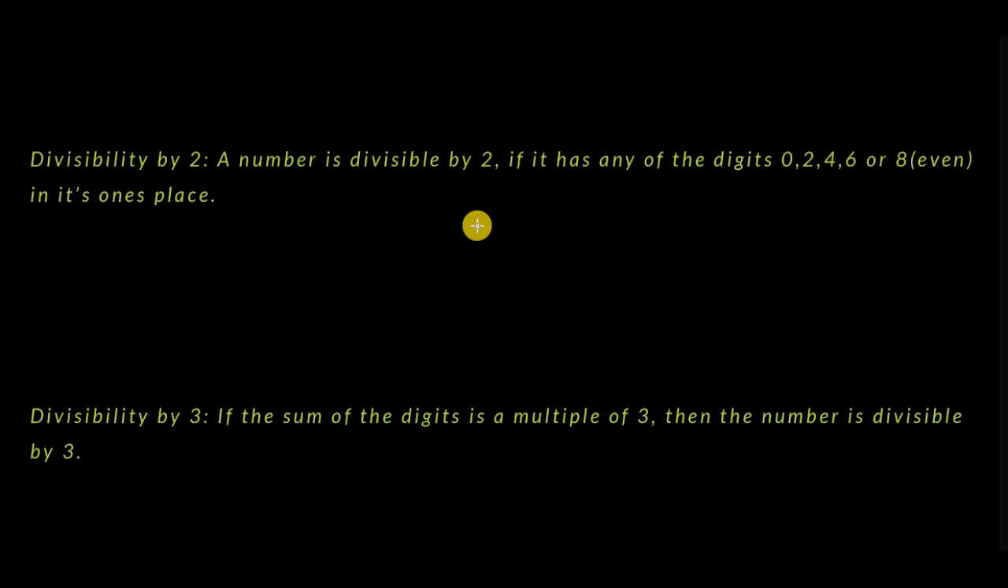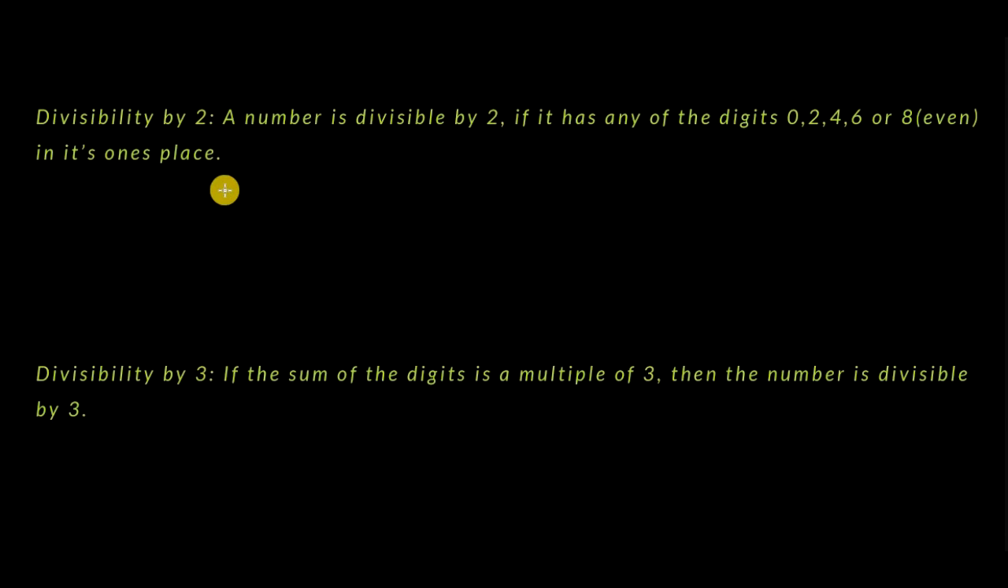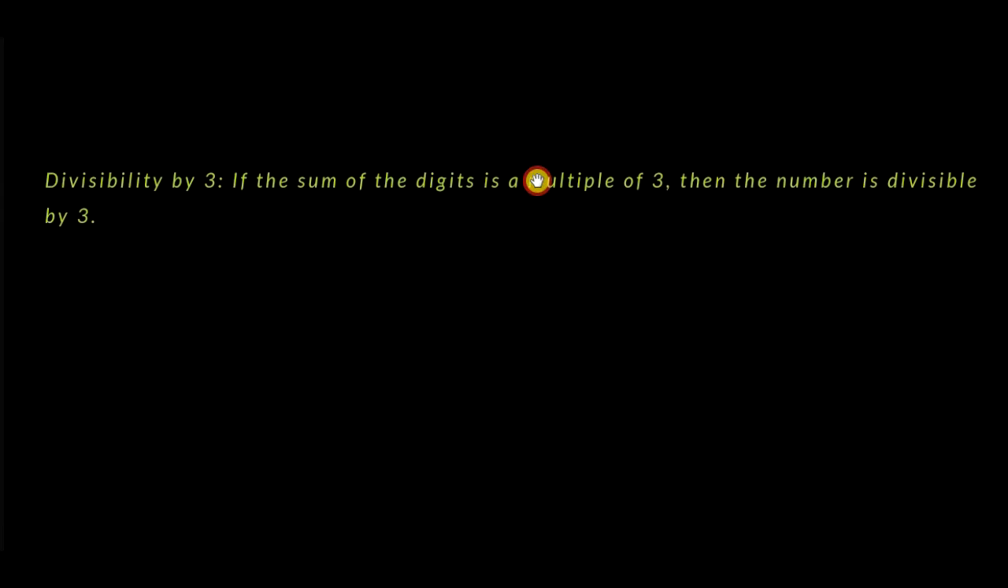Divisibility by 2 is also very easy, because it needs to have an even number in the ones place. A number is divisible by 2 if it has any of the digits 0, 2, 4, 6 or 8 in its ones place. Right, let's move on.